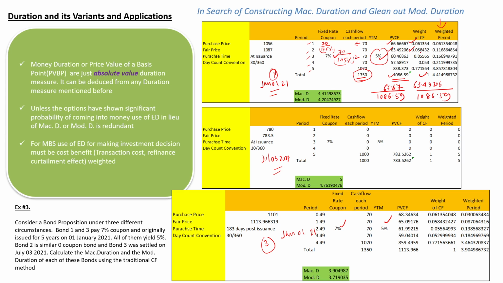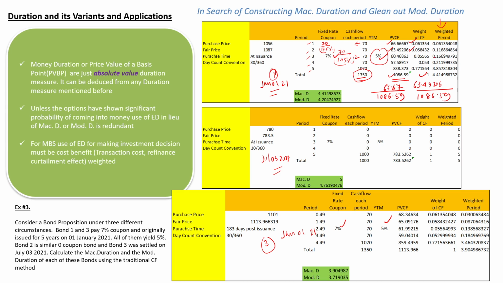Similarly, 0.058432, if you multiply this by 2, this comes out to be 0.116864. In a similar fashion, if you do the calculation yourself, you will be able to find out the weighted period. The weighted period is nothing but this weight multiplied by the period when the cash flows are being received. Once you have done this and you add all of them, that becomes your Macaulay duration.